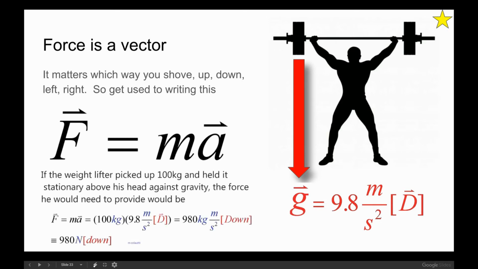If he picks up 100 kilograms and holds it stationary above his head against gravity, the force he would need to provide would be the 100 kilograms times the acceleration due to gravity, which is 980 kilograms meters per second squared. That is 980 newtons. You just bundle the kilogram meter per second squared into a newton. This means 100 kilograms weighs 980 newtons.